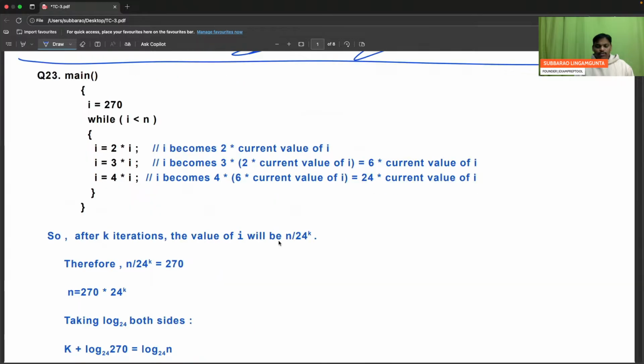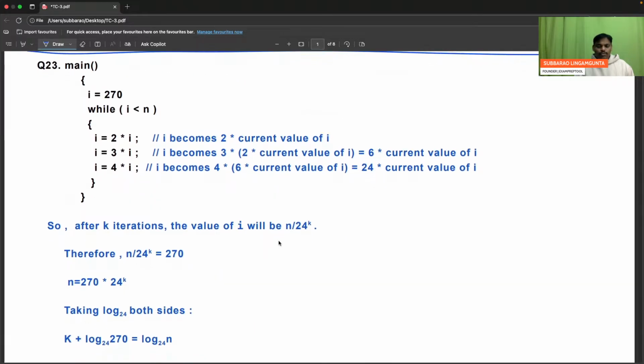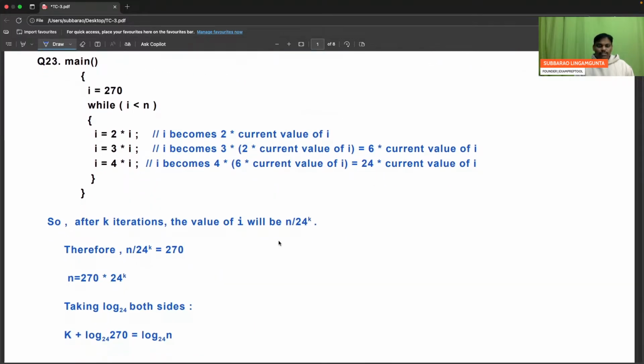What is question number 23? Go to question number 23. Everyone try to see this one. Question number 23. I is equal to 270. While I less than n, I is equal to 2 into I, I is equal to 3 into I, I is equal to 4 into I.